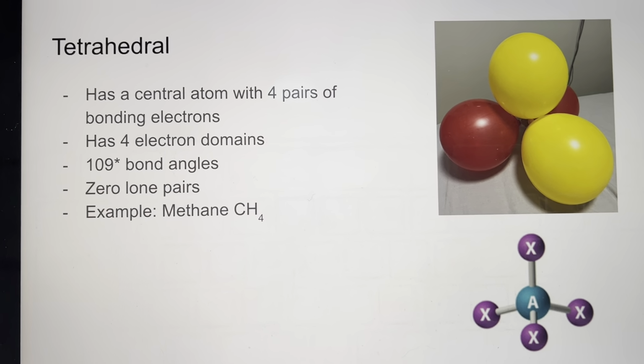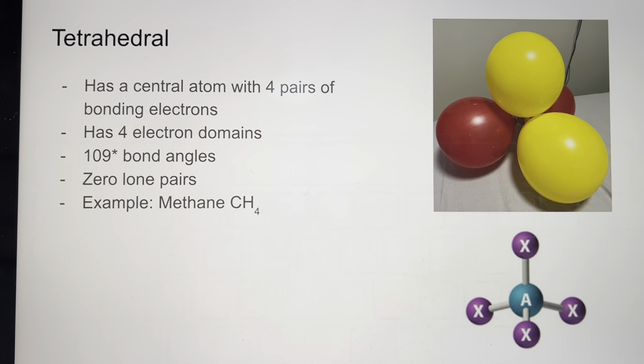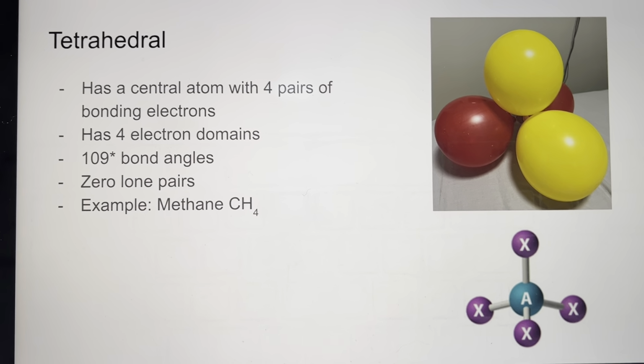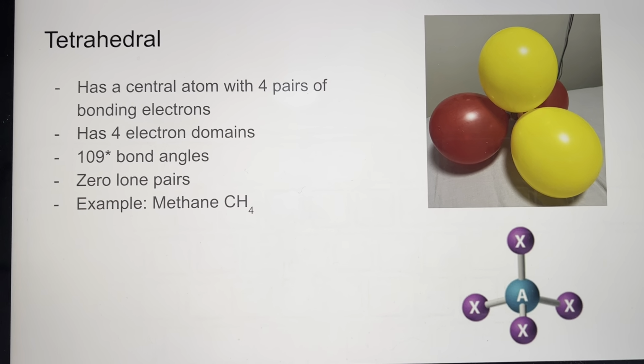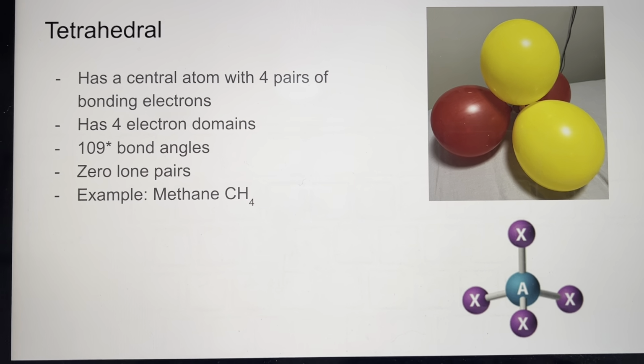Okay, next up we have tetrahedral. This has a central atom with 4 pairs of bonding electrons. It has 4 electron domains. It has 109 degree bond angles, 0 lone pairs, and the example I chose was methane, or CH4.